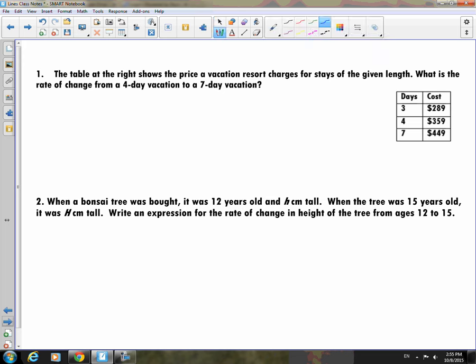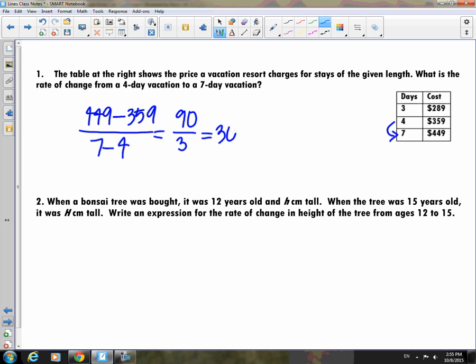So if we look, we are looking from the 4-day vacation to the 7-day vacation. We always put our y variable on top, which would be the cost. So we're going to look at the difference from the 7-day vacation, which is $449, subtract the 4-day vacation, which is $359, and then on the denominator, we're going to look from 7-day to 4-day. And just like yesterday, we'll simplify from there. So 90 divided by 3. So the rate of change is 30.